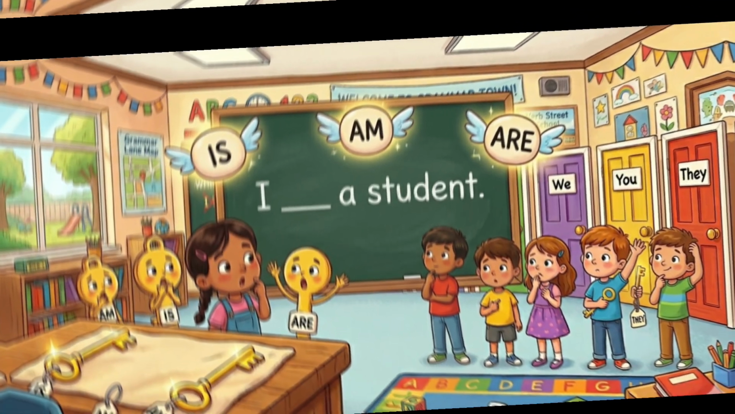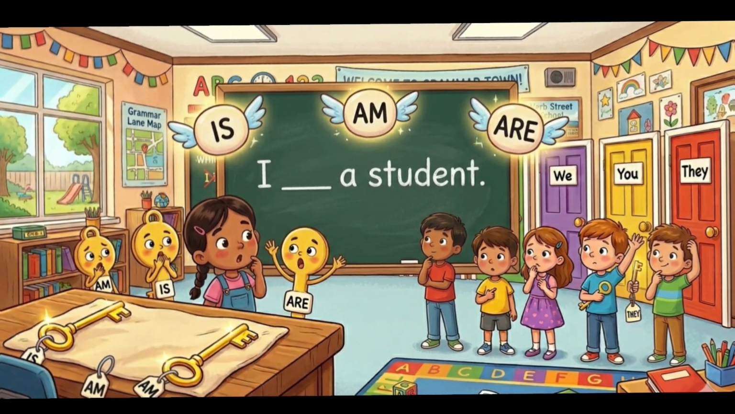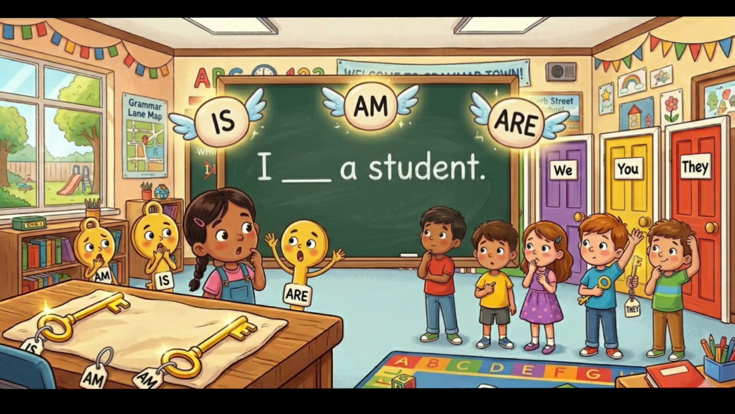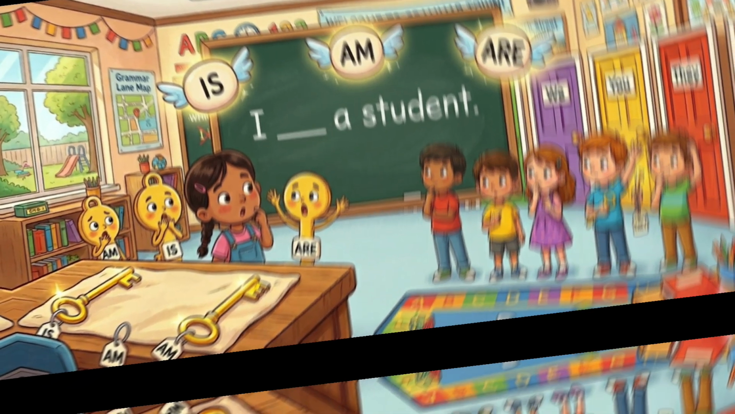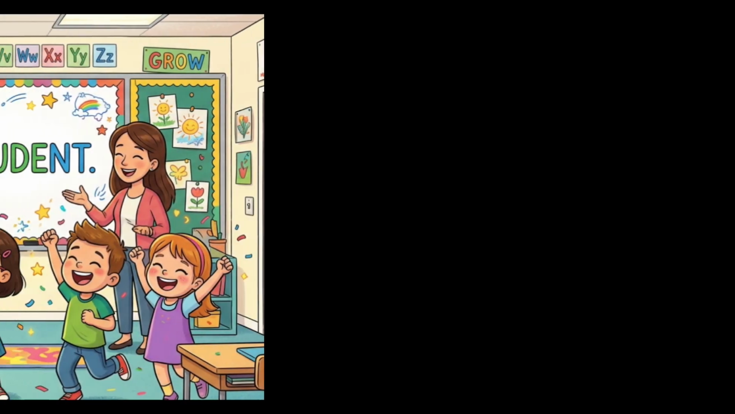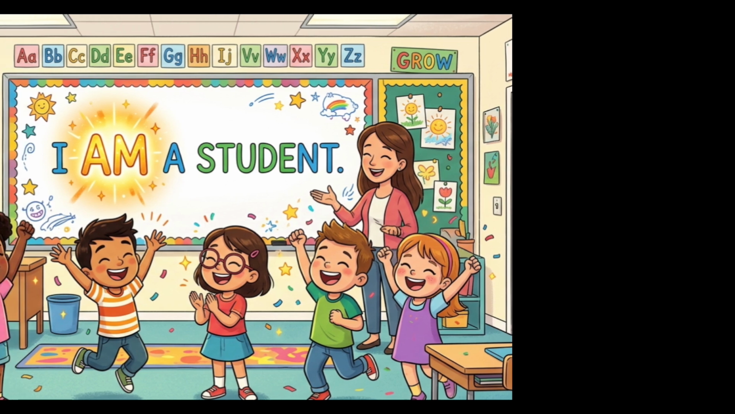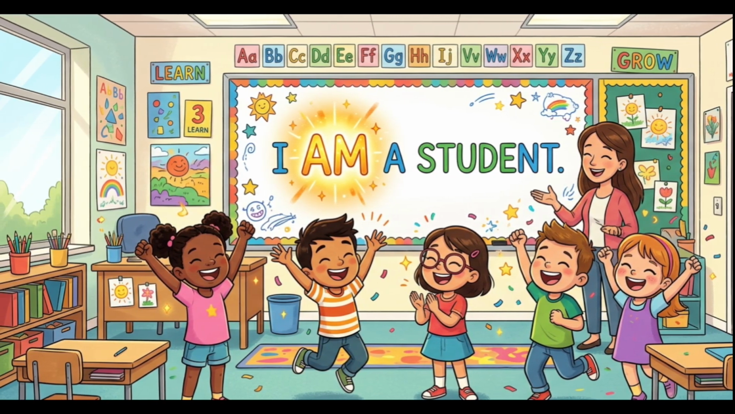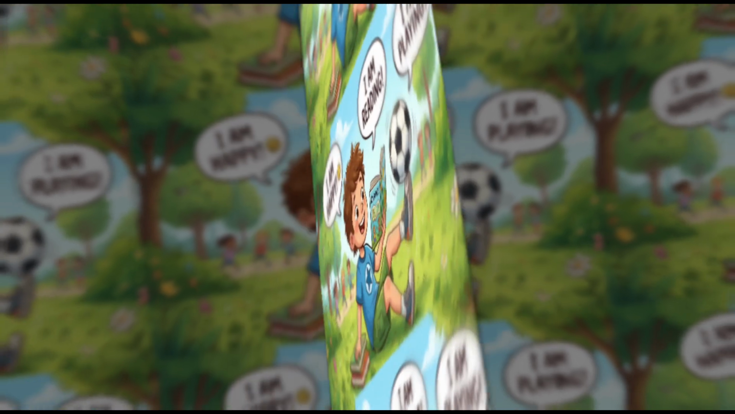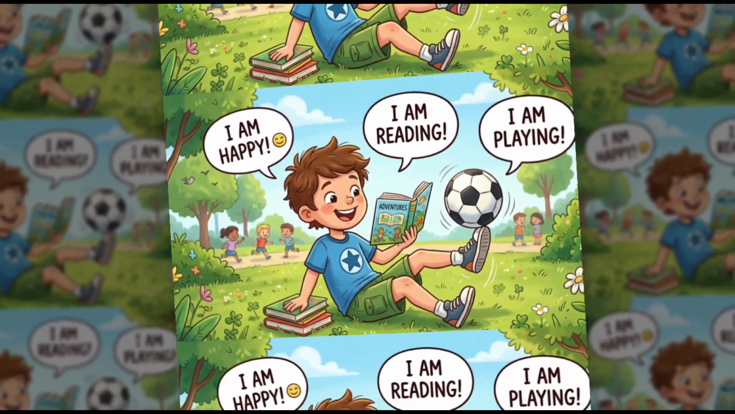Okay, look at this sentence: I blank student. What do you think should come in the blank? Is, am, or are? Pause the video and make your prediction. The correct answer is am. I am a student. Remember, I always work with am. When the subject is I, use am.